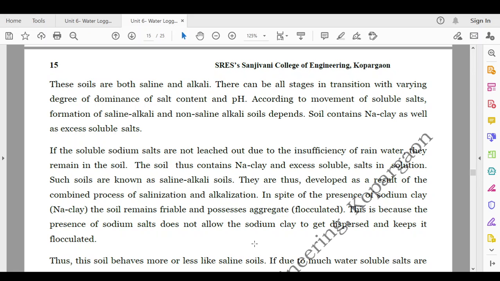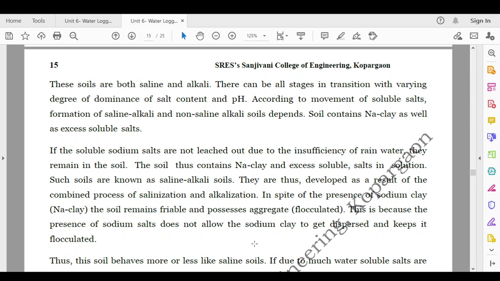There can be all stages in transition with varying degrees of dominance of salt content and pH. According to the movement of soluble salts, the formation of saline alkali and non-saline alkali soil depends. Soil contains sodium clay as well as excess sodium soluble salts. If the soluble sodium salts are not leached out due to insufficient rainwater, they remain in the soil. The soil thus contains sodium clay and excess soluble salts in solution.